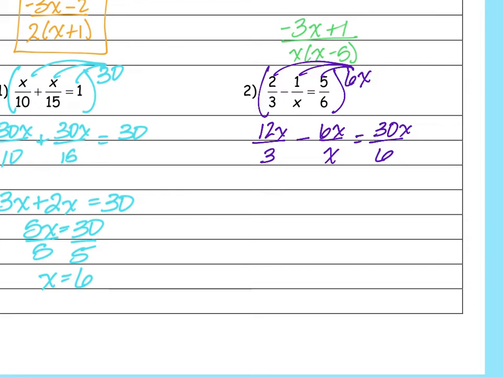Okay? So 3 goes into 12x, 4x times, minus my x's go away, so I get left with minus 6. And 6 goes into 30, 5x times. Now it's a linear equation. You guys know how to solve this, right? Subtract 4x. And I get negative 6 equals x. Questions? Not too bad? Are we okay?